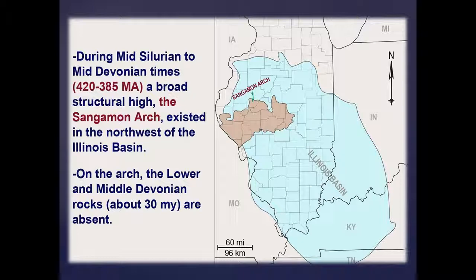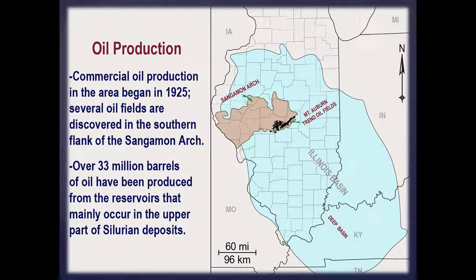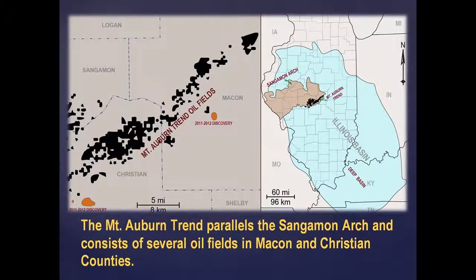In the Sangamon Arch, commercial oil production began in 1925 around Decatur, and several fields were discovered. Over 33 million barrels of oil have been produced from the upper part of the Silurian deposits. There had been no study on reservoir correlation and characterization, and as you know, these are very important for petroleum exploration and enhanced recovery, and that was why I started working on this project.